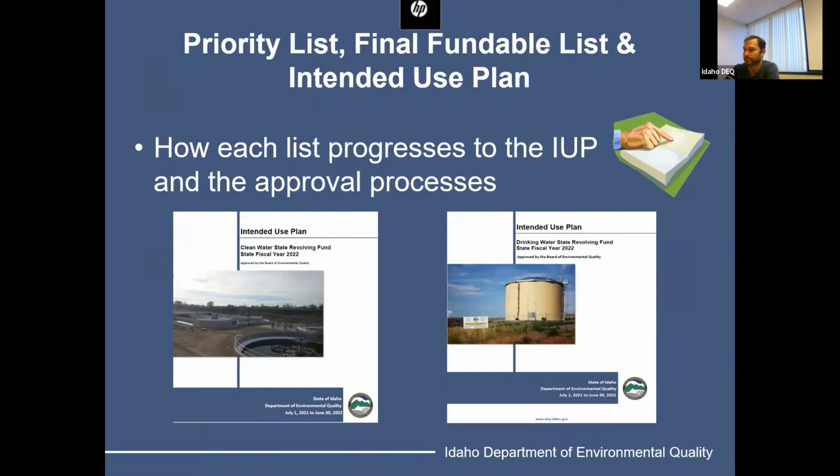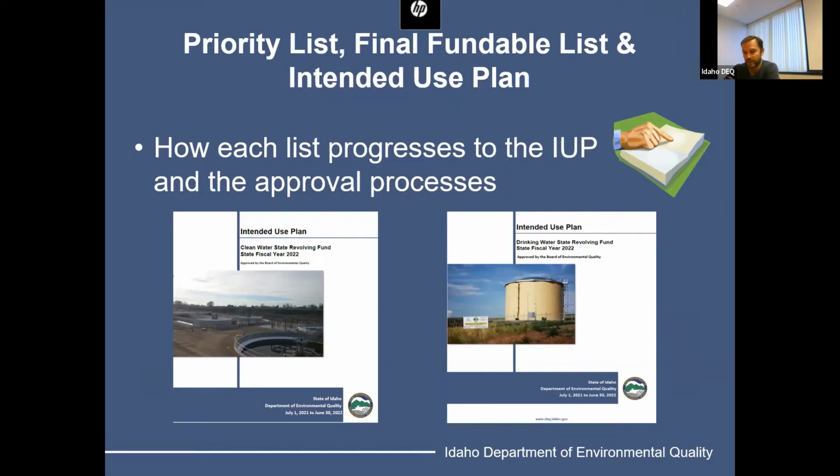From there, we send it to the DEQ board, and they just review it to make sure everything looks correct. And then once they sign off on it, then it becomes a final grant priority list or final IUP. So there is a small chance that things might change from the time we put it out for public comment to the final draft. So keep that in mind.